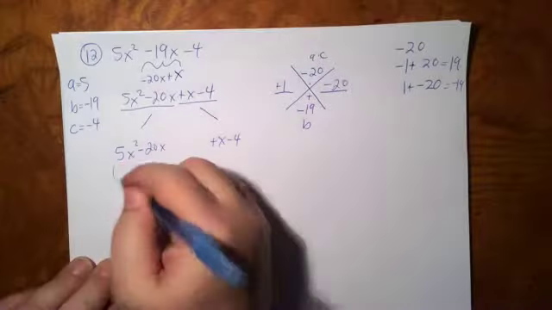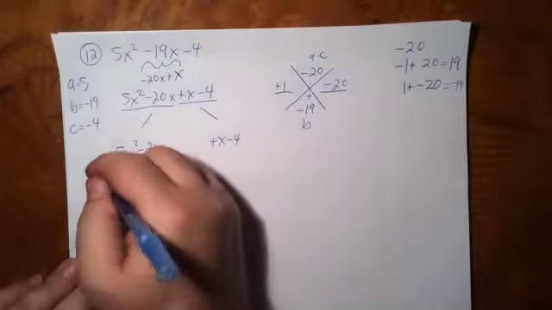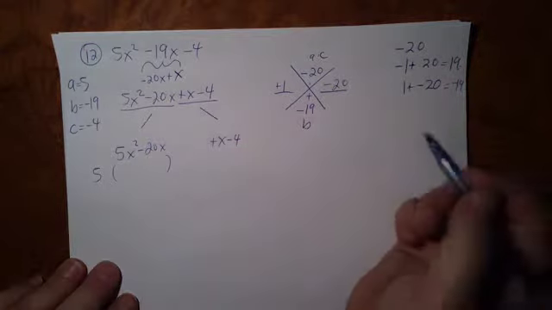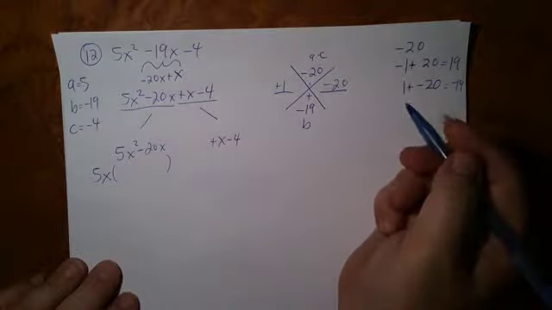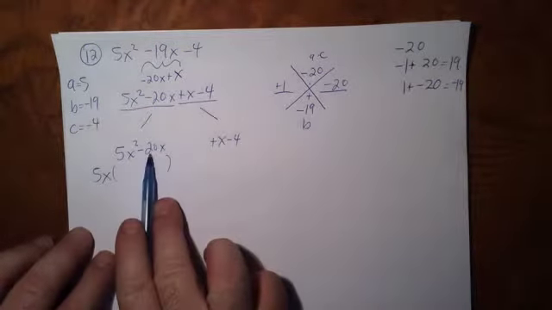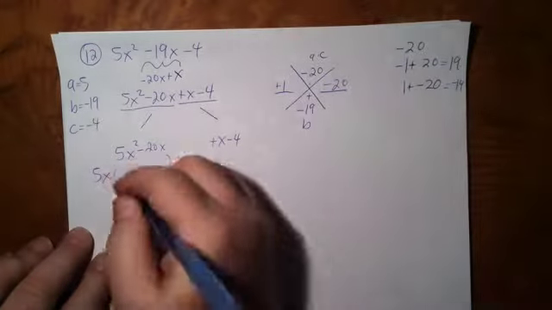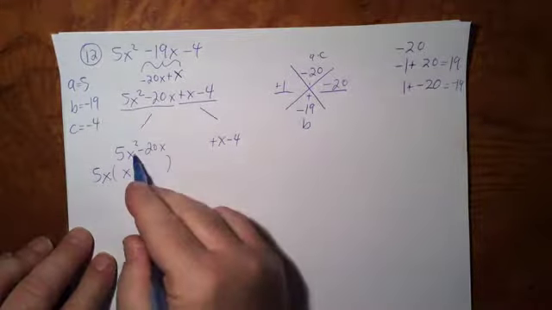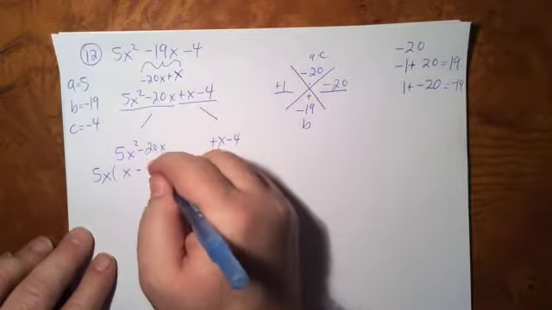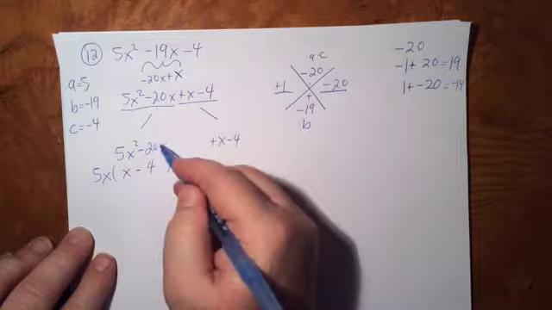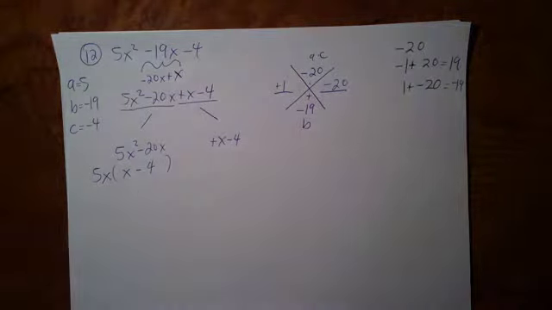Let's take a look at factoring the greatest common factor out of this first. For 5 and 20, the greatest common factor is 5. For x squared and x, it's x. So the greatest common factor from the first group is 5x. So 5x times x will give us 5x squared. 5x times 4 will give us 20x. So we have 5x times x minus 4.